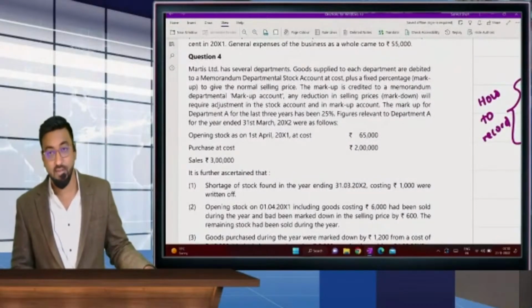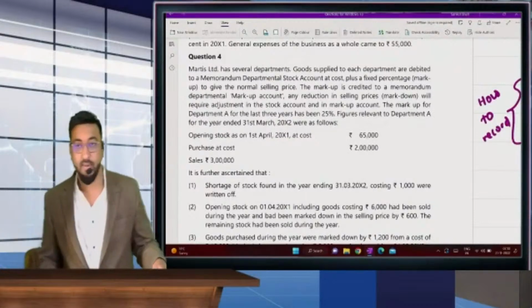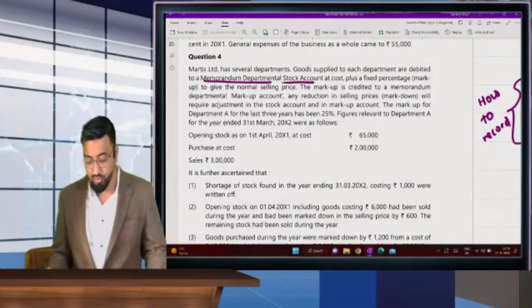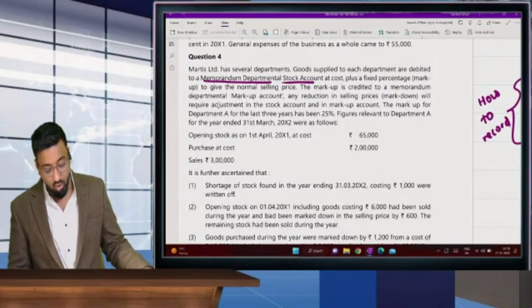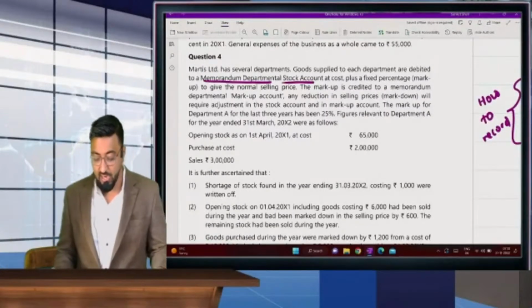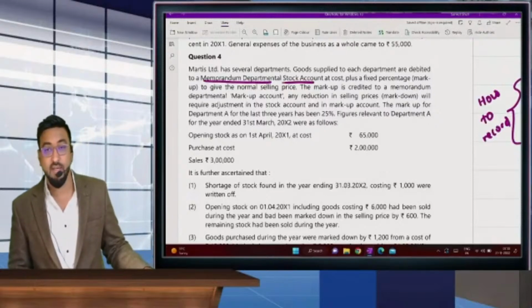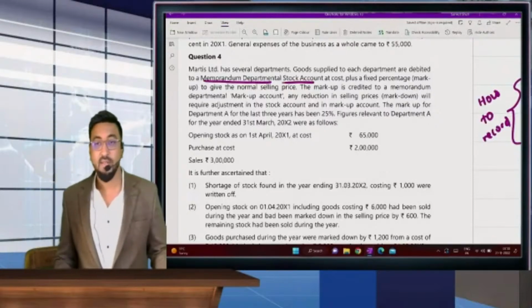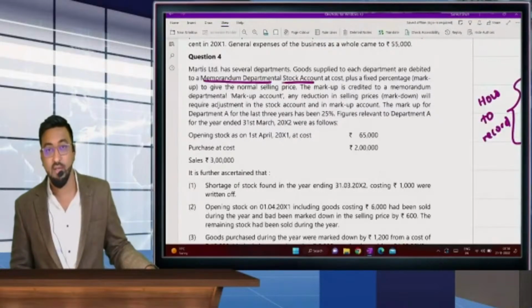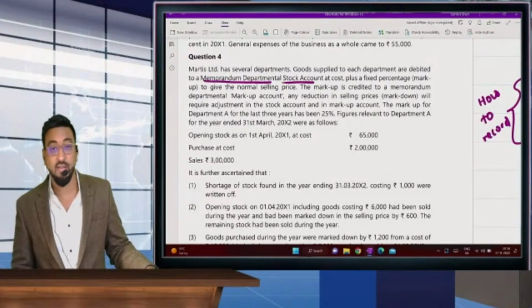Martis Limited has several departments. Goods supplied to each department are debited to memorandum or departmental stock account. So जो भी goods आपके होंगे, so you open stock account plus fixed percentage that is called as markup. That fixed percentage is called markup, and it is nothing but a normal selling price. Markup is credited to memorandum departmental markup account, and any reduction in the selling price will require adjustment in the stock. So if there is any reduction in the selling price, it is called an adjustment in the stock account and in the markup account.